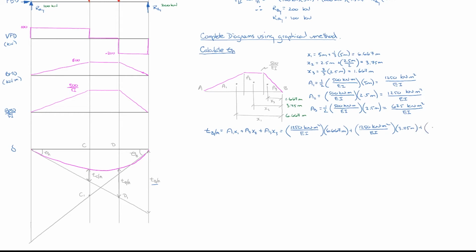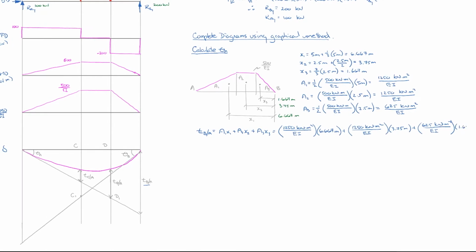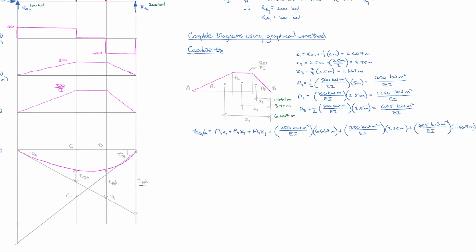plus area 3, 625 kilonewton meters squared divided by EI times x3, which is 1.667 meters. And I'll just do that in a couple steps so that you can check your numbers if you're plugging them in and you're having difficulty.